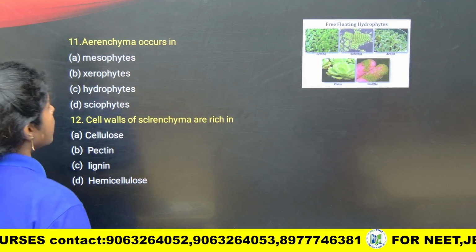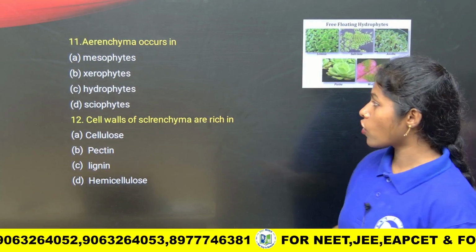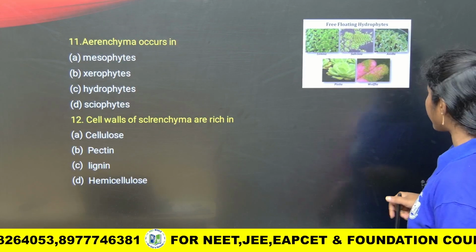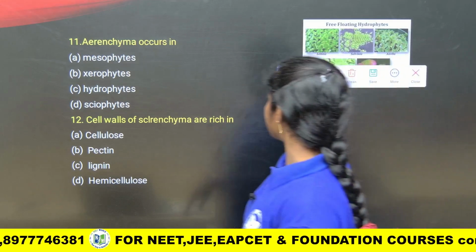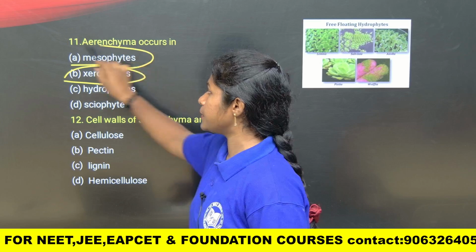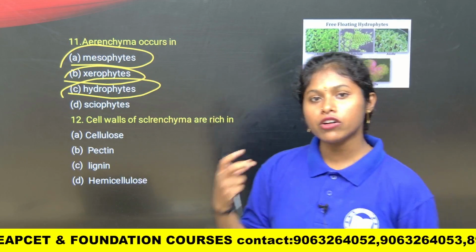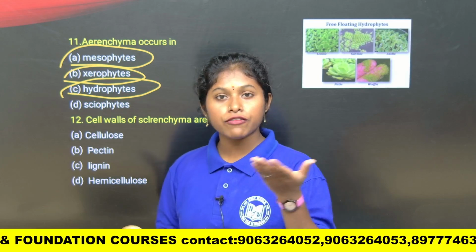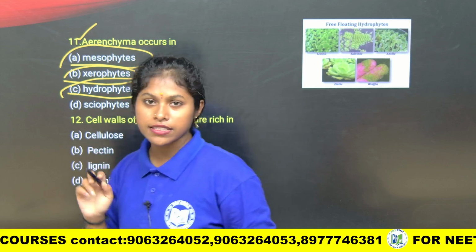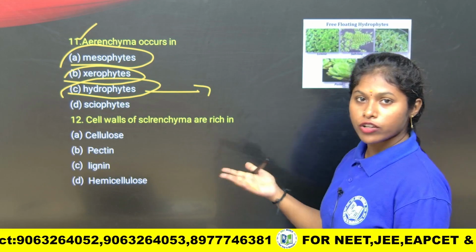So see, children, here they are asking where aerenchyma occurs: mesophytes, xerophytes, hydrophytes or sciophytes. What are mesophytes? They are land plants. Xero means desert, phytes means plants. Meso means land, phytes means plants, right? So here are the hydrophytes. We all know that aerenchyma is mainly involved in buoyancy. The floating of plants in water is due to this aerenchyma.